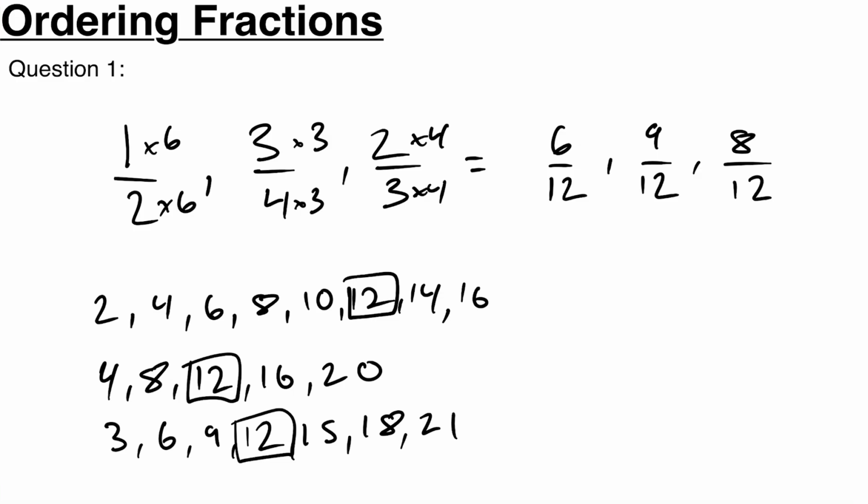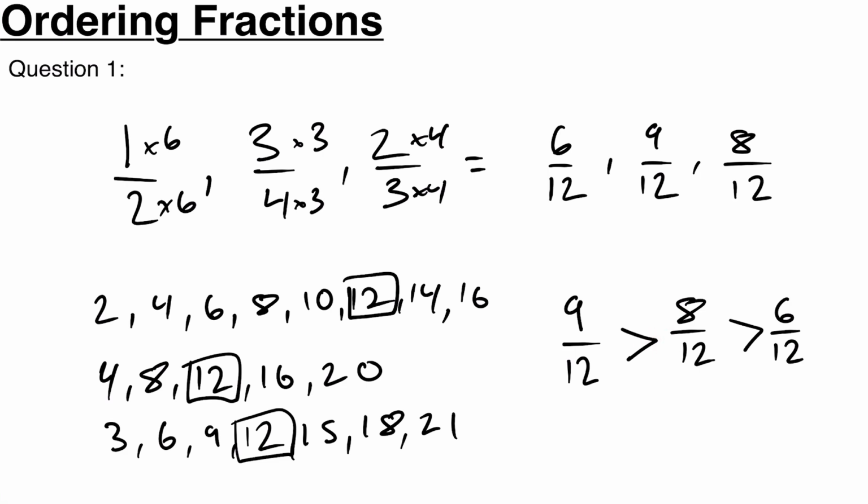And so the biggest numerator is going to be 9. So that's going to be our first fraction of 9 over 12. And then we're going to use this symbol and have the open end pointing to the greater fraction. Then our second fraction is going to be 8 over 12. And our last fraction in this case is going to be 6 over 12. And as we can see, the open end of the symbol is pointing towards the bigger fraction and the pointed end is pointing towards the lower fraction.